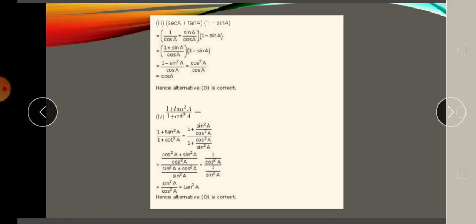Here again apply A plus B, A minus B. A is 1, B is sin. So A square minus B square, 1 minus sin square is nothing but cos square A. We know the identity. Then one cos will get cancelled, leaving cos A. Then option D is the correct one.